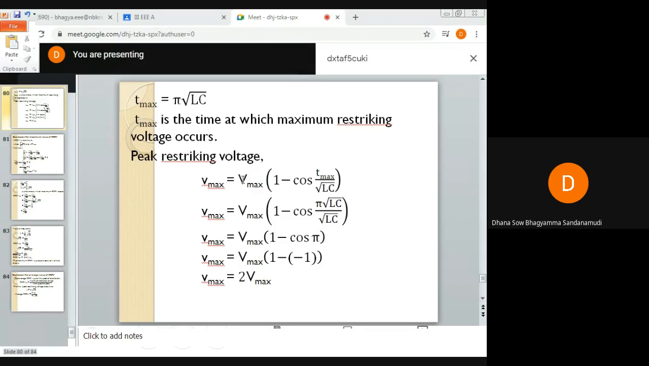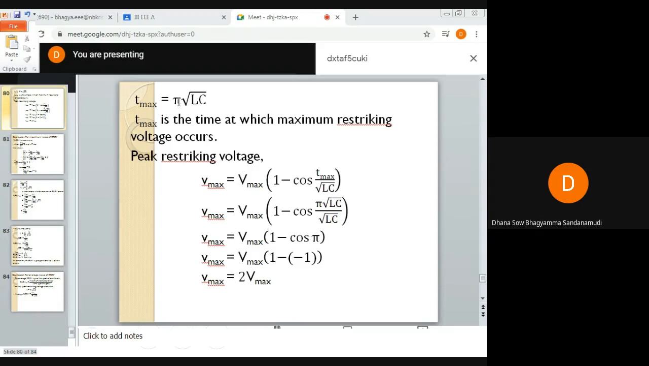This is small v, this is capital V. Just remember that this capital V max is the peak value. Small v max is the maximum value of restriking voltage. Don't confuse. This is Vm actually, I have written max here. So small v max is equal to capital V max into 1 minus cos T max.